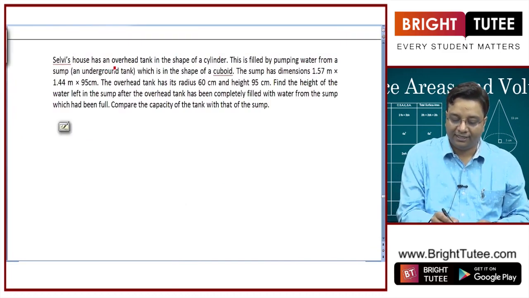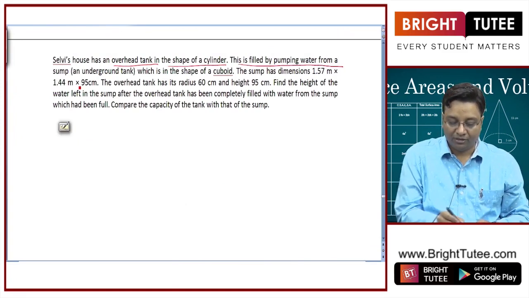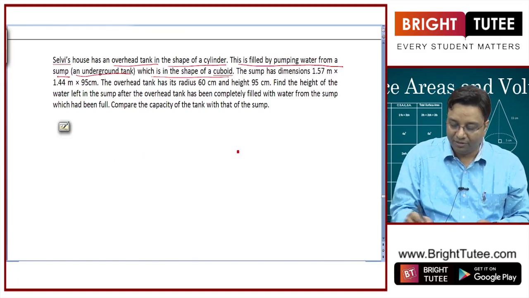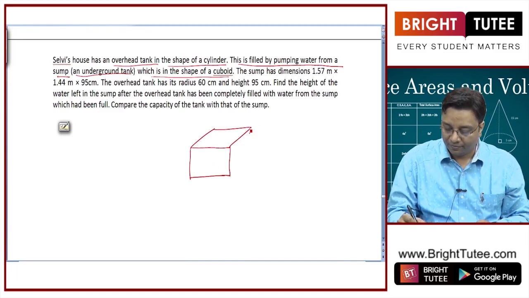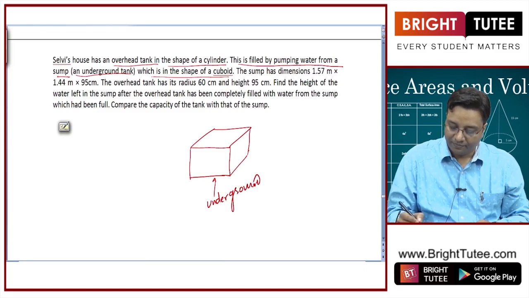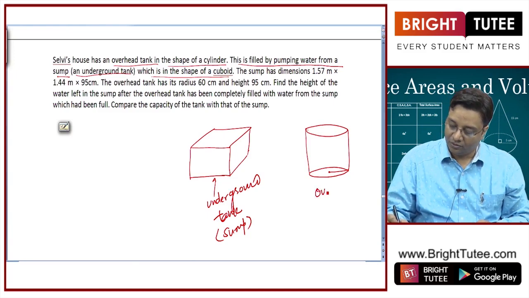Selvi's house has an overhead tank in the shape of a cylinder. This is filled by pumping water from a sump, and a sump is nothing but an underground tank, which is in the shape of a cuboid. So we have got two tanks basically. One is in the shape of a cuboid, this is the underground tank or sump, and we have got an overhead tank which is in the shape of a cylinder. This is the overhead tank.